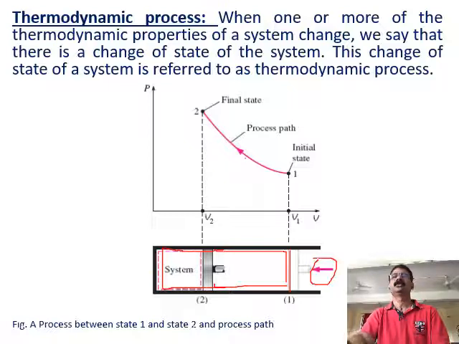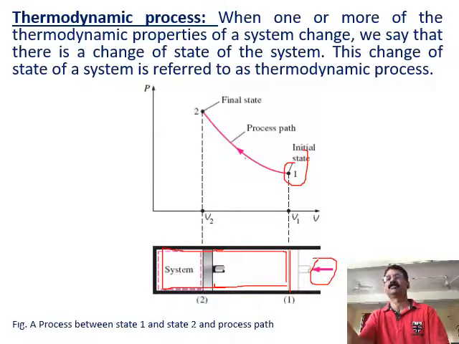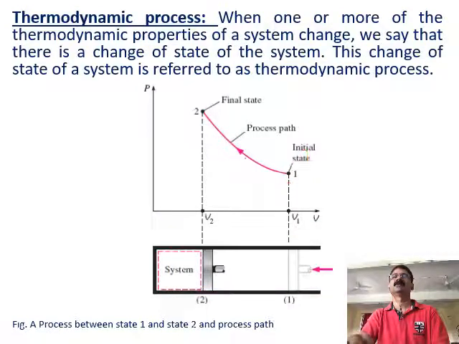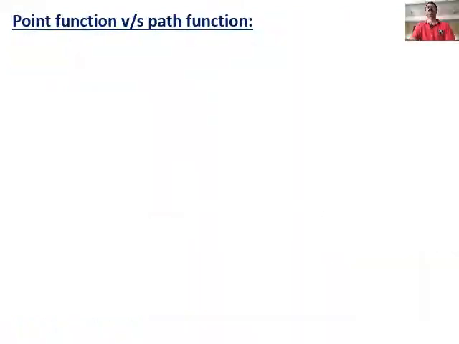So initially the system was here and this was state 1. When some external work is done, because some external agency should push the piston, this is what we call work done on the system. If the system itself is pushing the piston from left to right, then we call it work done by the system. That we will discuss later, about works, conventions and all. For the time being, understand that whenever a change of state takes place, we refer to it as a thermodynamic process.